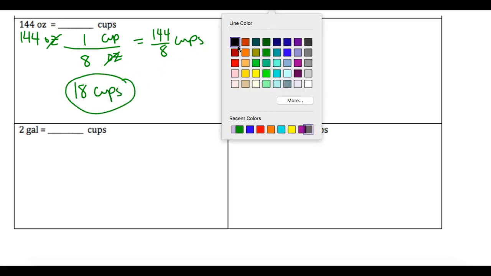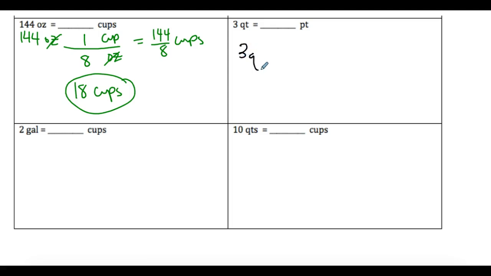Okay, we're going to keep going. 3 quarts into pints. So I'm going to put quarts down below, pints up above. If you look at your table, you see that 1 quart is 2 pints. 3 times 2 is 6 over 1, which is 6. Quarts cancels out, and I'm left with pints.